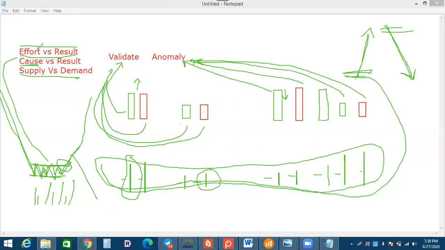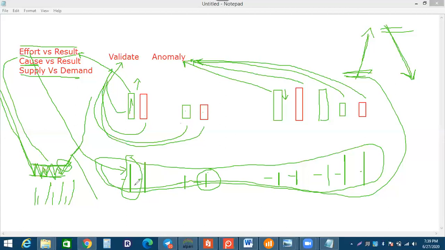So if effort is equal to the volume, price is a result. That is a candle. And this is the result of this effort. So we can say the candle is a result and the effort is a volume bar.